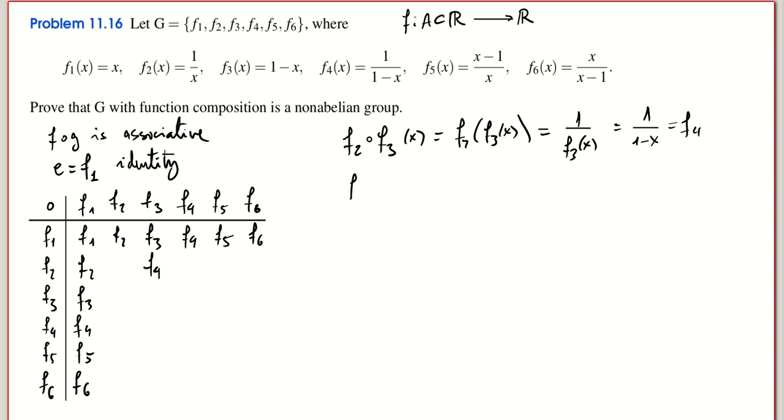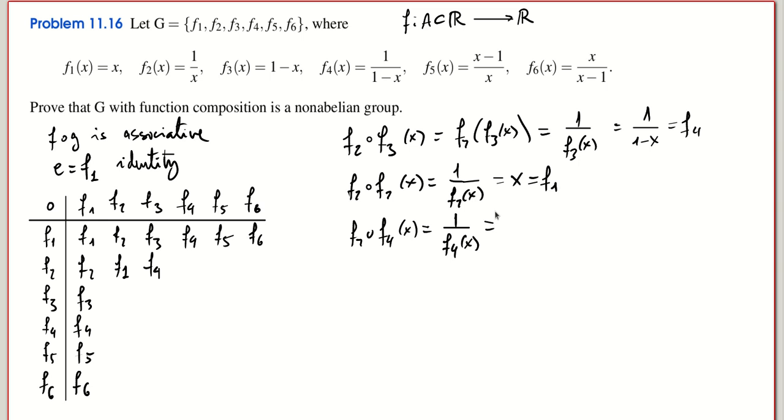I forgot to compose f2 with itself, right? We have to do that, of course, but this is 1 over f2, okay, and f2 is 1 over x, so this is just x, and this is f1, so we have f1 here, okay. Good, because now we know that f2 is its own inverse. Now we compose f2 with f4, so f2 with f4 is equal to 1 over f4, and you see f4 here, this is then 1 minus x, and 1 minus x is f3. Alright, so this one here is f3.